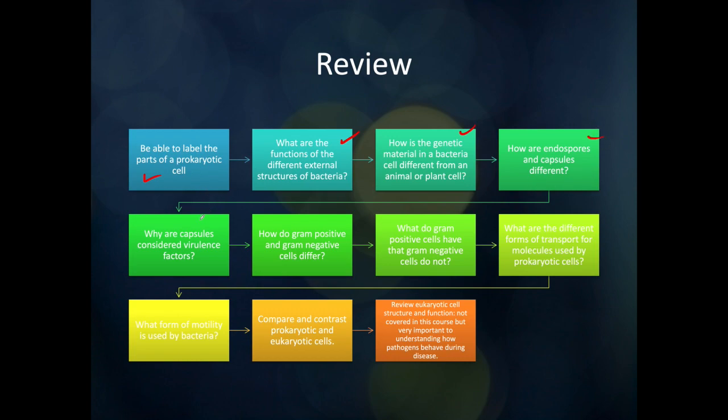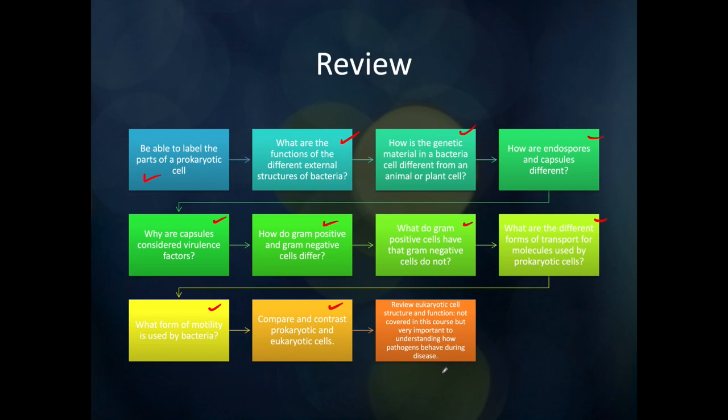Why are capsules considered virulence factors? What are the differences between gram-positive and gram-negative cells? What do gram-positive cells have that gram-negatives do not? What are the different forms of transport for molecules used by prokaryotic cells? What form of motility do bacteria use? Compare and contrast prokaryotic to eukaryotic cells. And on your own, you need to review that cell structure and function.